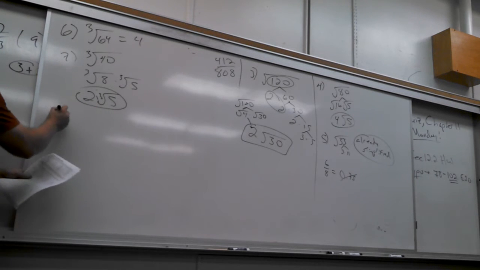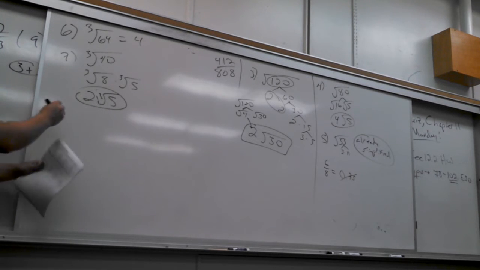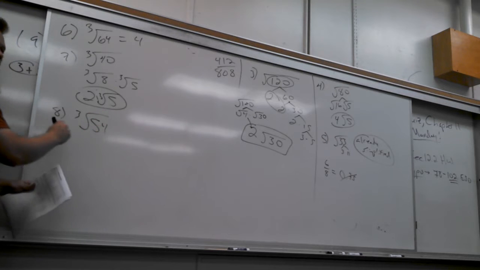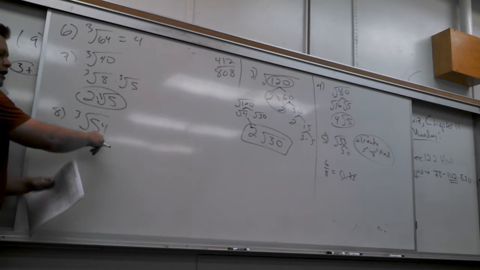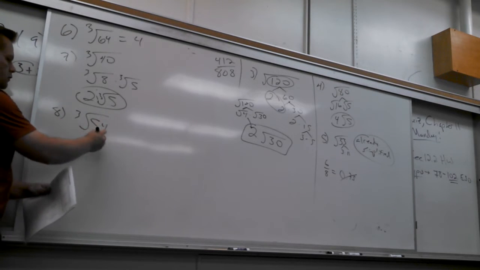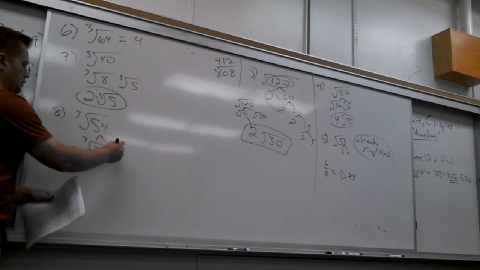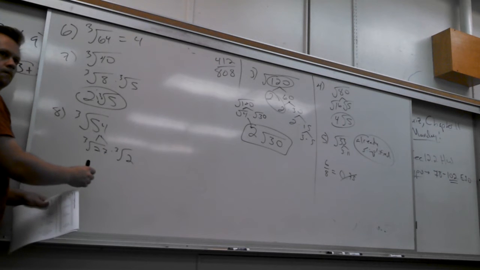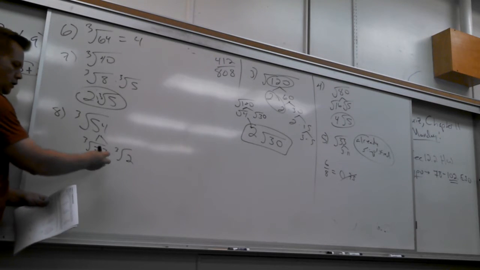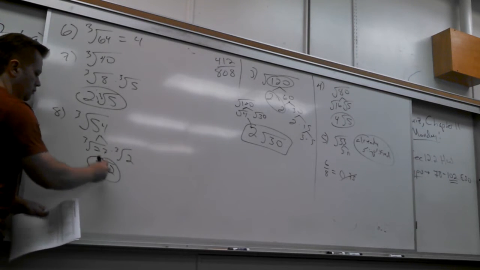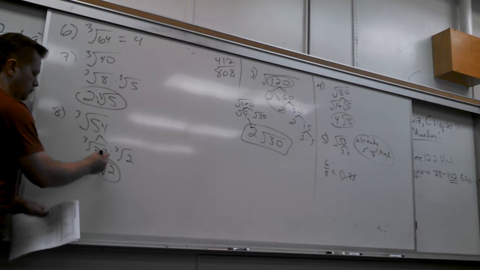Okay. What about this one here? 8 doesn't go into 54, so the next thing to try is 27. So that's the cube root of 27 times the cube root of 2. Cube root of 27 is 3. Cube root of 2 is, I don't know. And that just looks horrible.